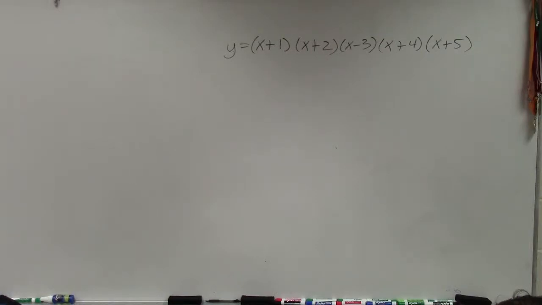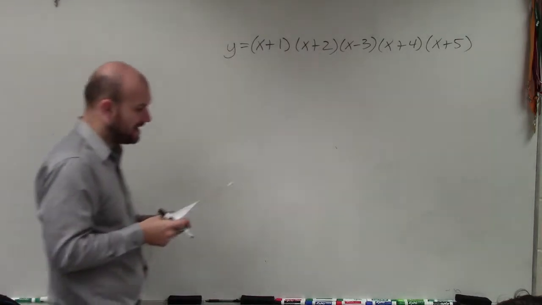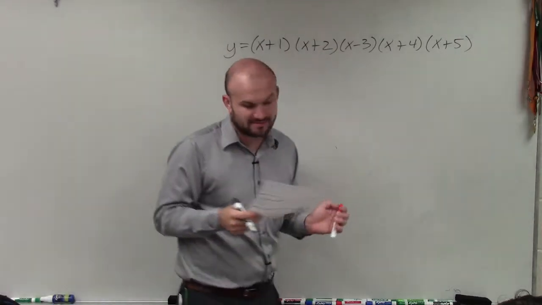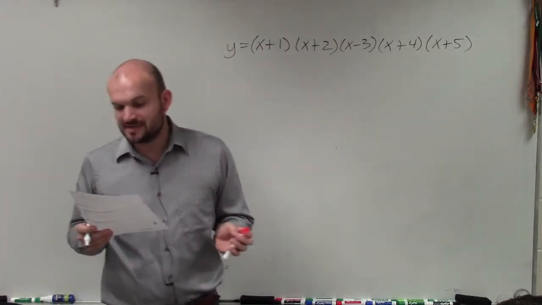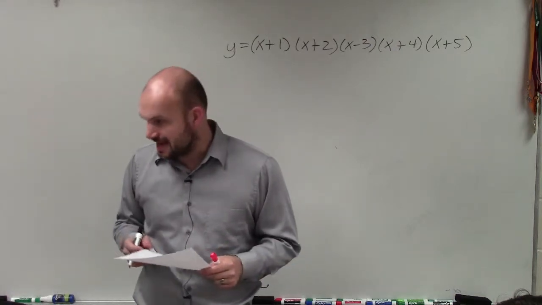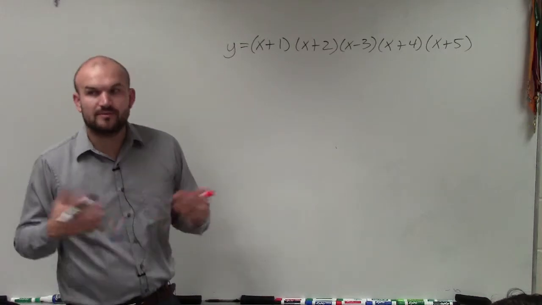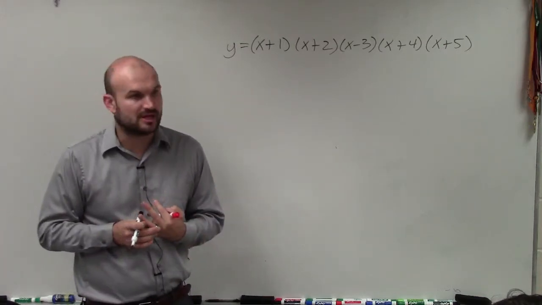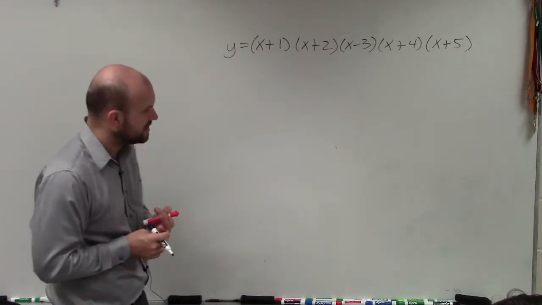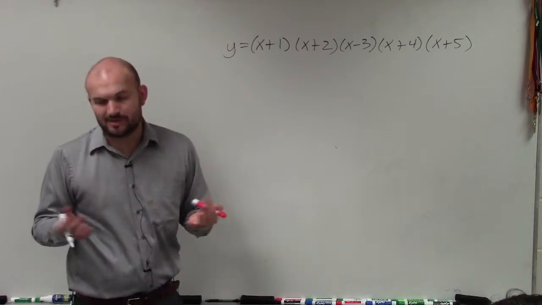So in this example, it says, in the standard xy coordinate plane, how many times does the graph y equals x times (x + 1) times (x + 2) times (x - 3) times (x + 4) times (x + 5) intersect the x-axis? All right. So one thing we need to remember is what are some things that we looked at as far as the shape for polynomials, or for quadratics.